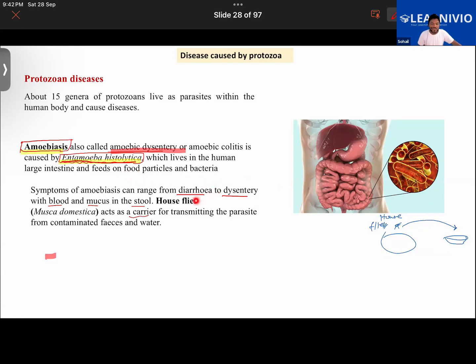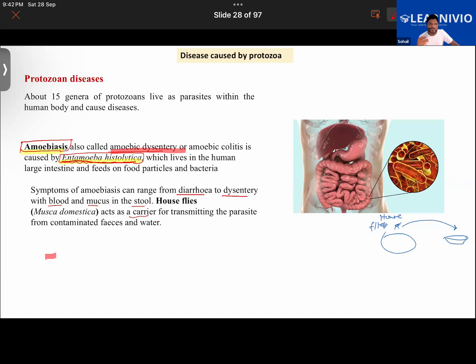Why? It can cause diarrhea. It can cause dysentery, in which blood and mucus come out with the solid waste, that is, the stool. So this is what happens in amoebiasis, which is caused by Entamoeba histolytica. Amoebiasis is also called amoebic dysentery because blood and mucus come in the solid waste, that is, in the stool. Getting the whole thing now?